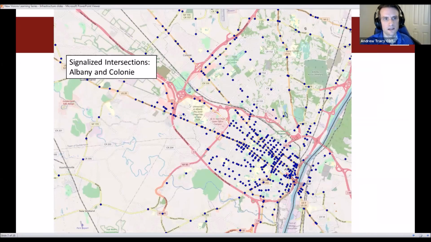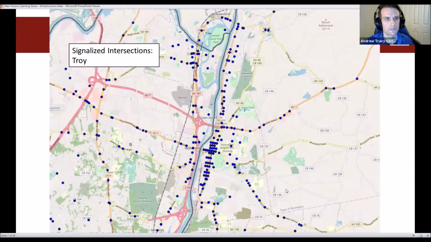Albany and Colonie have the majority of the region's signals, and I'll show you some statistics in just a minute, but Albany has a dense grid of traffic signals. And additionally, so does Troy, pictured here.